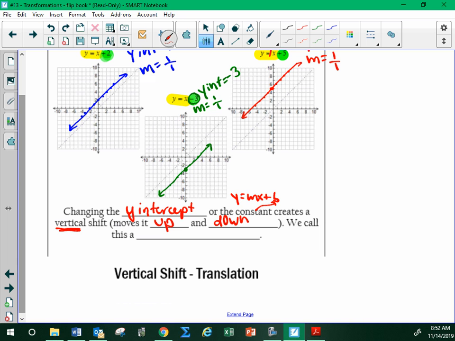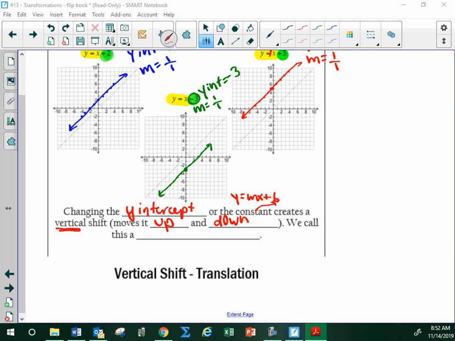And again, when we move it up or down, that's simply taking our y-intercept value and moving it up or down, however much that is. So as long as you graph it just like we normally do, you're going to take care of that. So change the y-intercept moves it up or down, and we call this a vertical shift.